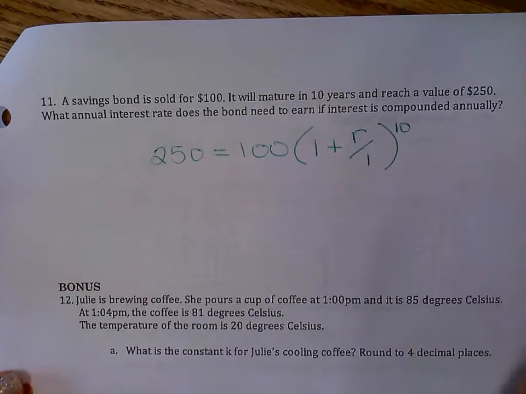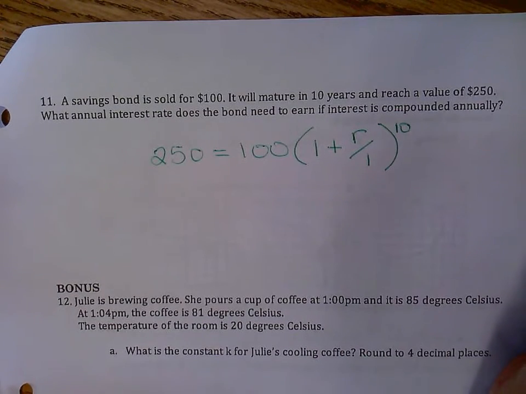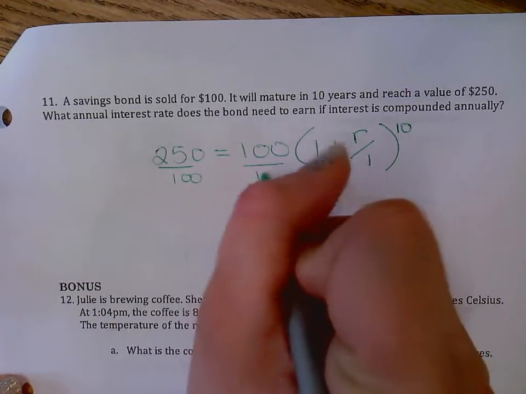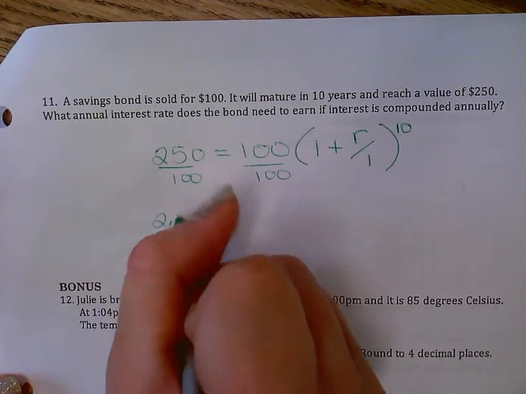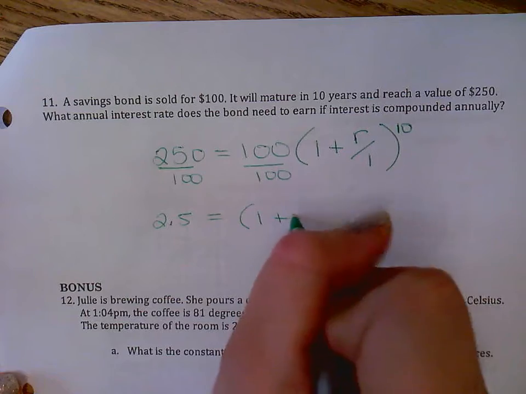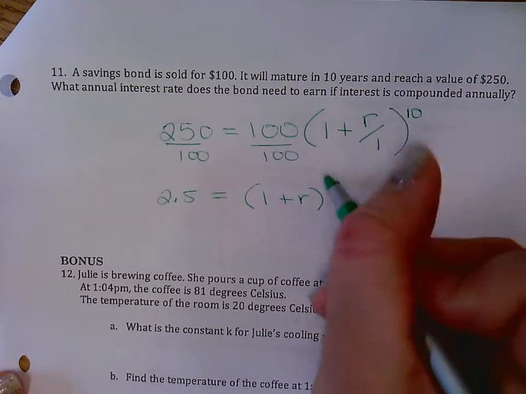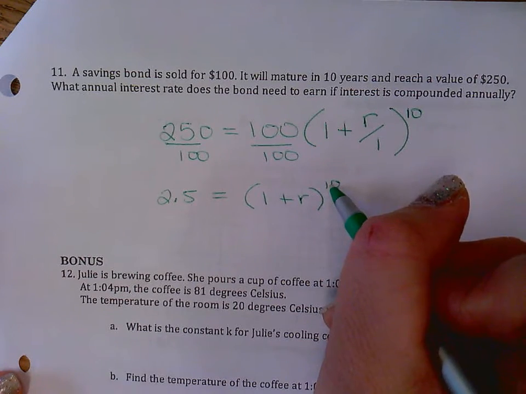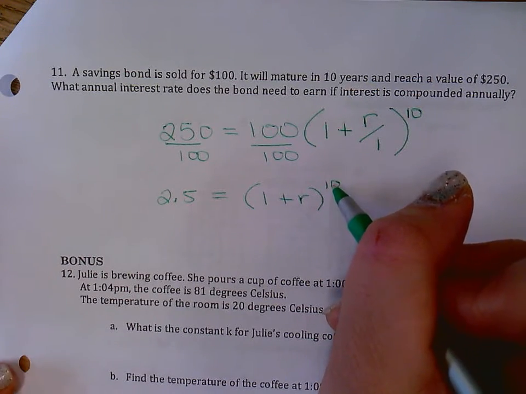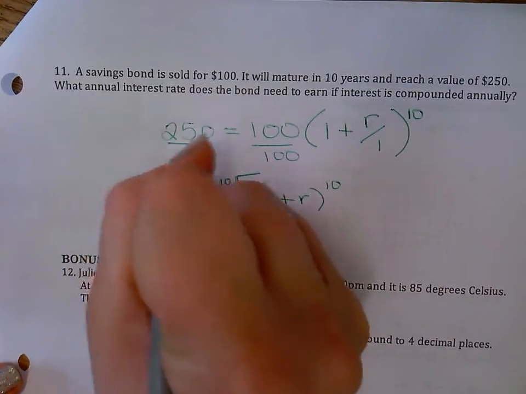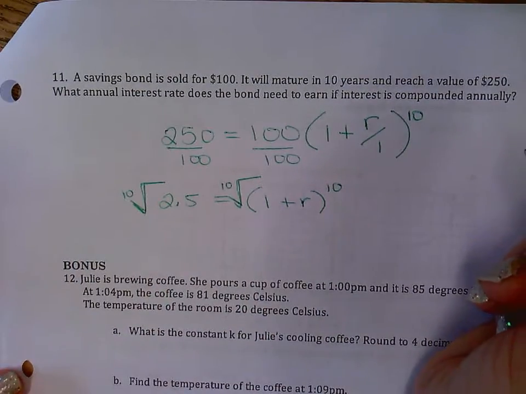and 10 years. So you could do guess and check. You could plug it into your y equals menu. What I would do is I would divide by 100 on both sides of the equation. So 2.5 equals 1 plus r to the 10th. So the 10th power is the inverse of the 10th root. So if you just went and took the 10th root of both sides of the equation, you'd get the answer.